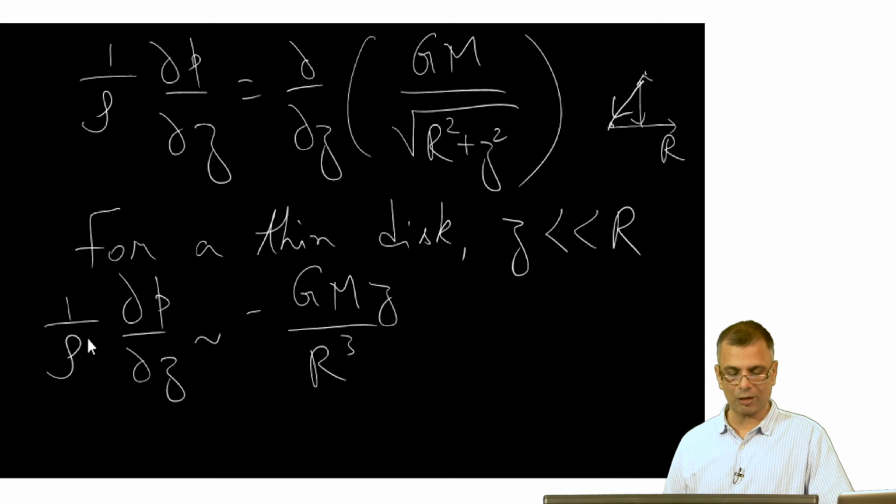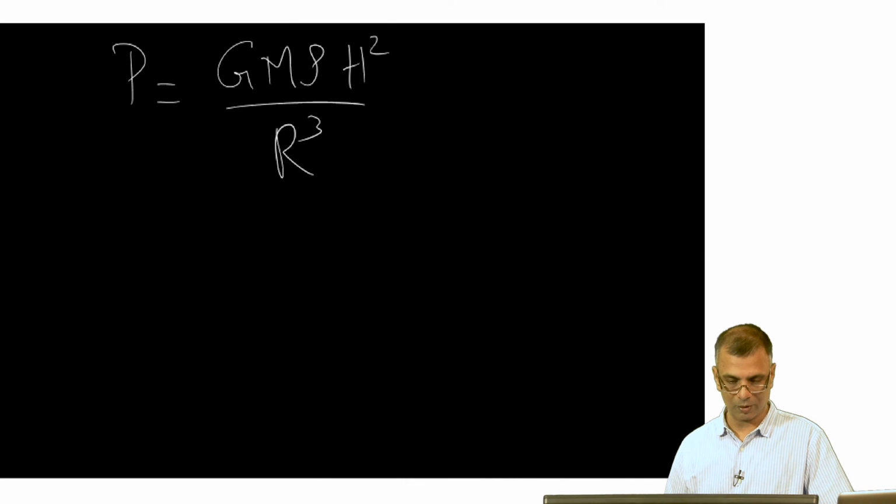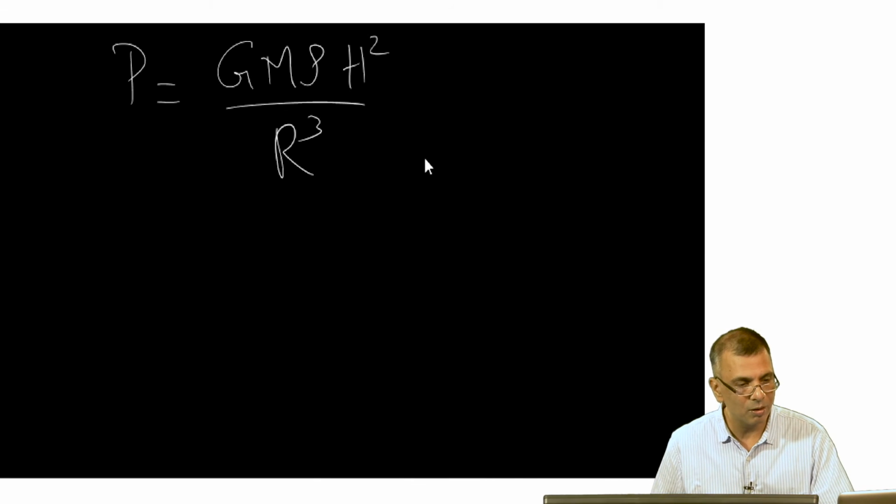And I'm still not satisfied. I really don't want these partial differentiations. I would just write d over dz as something like 1 over h. And here, in place of the z, I just replace it with h. And that gives me this. Okay.